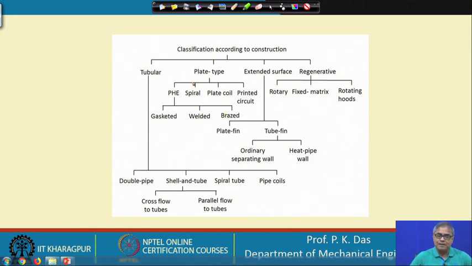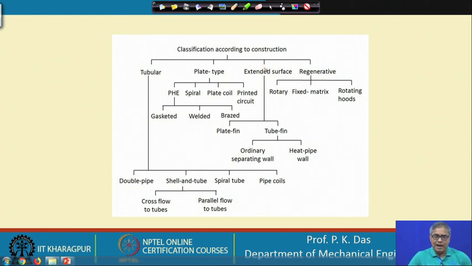Then spiral plate heat exchanger, this is another variation. Though it is not used very widely, it is a very important kind of heat exchanger. A good amount of heat exchange between two streams can be obtained by spiral plate heat exchanger. Then plate coil heat exchanger and printed circuit heat exchanger. This is again one heat exchanger which is very unique, and a large amount of heat transfer is possible, though they are not as widely used as your plate heat exchanger or plate fin heat exchanger.